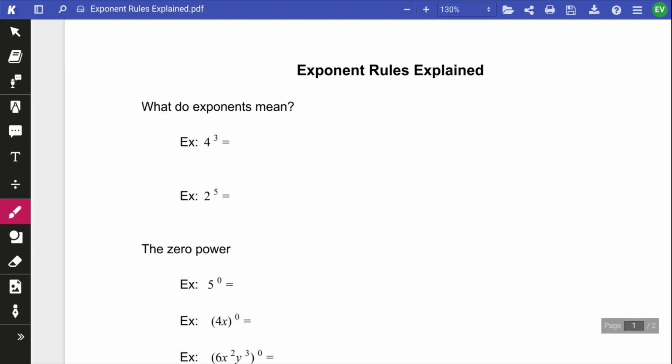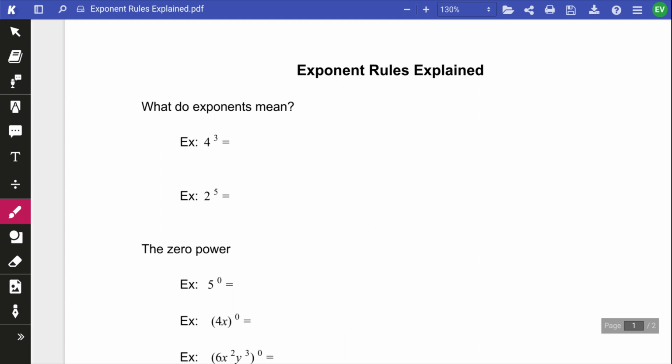In this video, we're going to talk about exponent rules. It's a general overview of all the rules of exponents, so take notes as you need to, and make sure you practice so that you know how to use each of the exponent rules. The first thing we have to do is figure out what exponents mean.